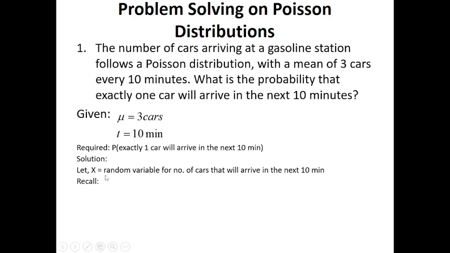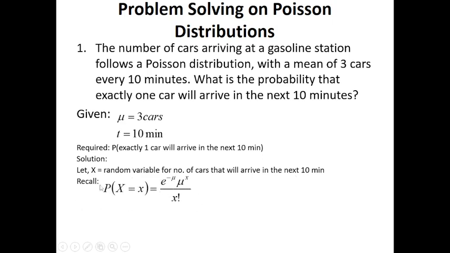our random variable pertains to the number of cars. Therefore, it is discrete, right? There is no 1.5 cars, there is no 2.3 cars. So, exact number, right? Whole number, right?